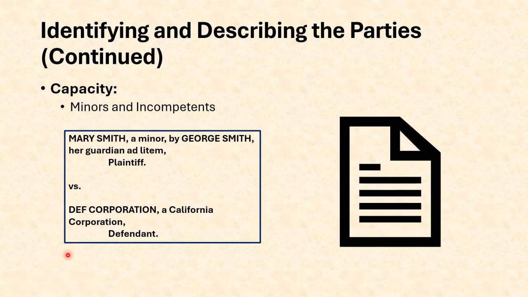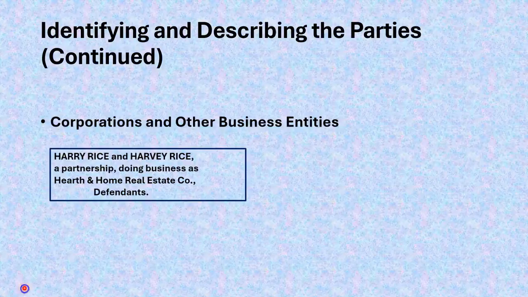If there are minors and incompetents involved in the lawsuit, in this case Mary Smith is the person who is the real party in interest. George Smith is her guardian ad litem, and that's the plaintiff. And then here we have the DEF Corporation, a California corporation, and that is the defendant.